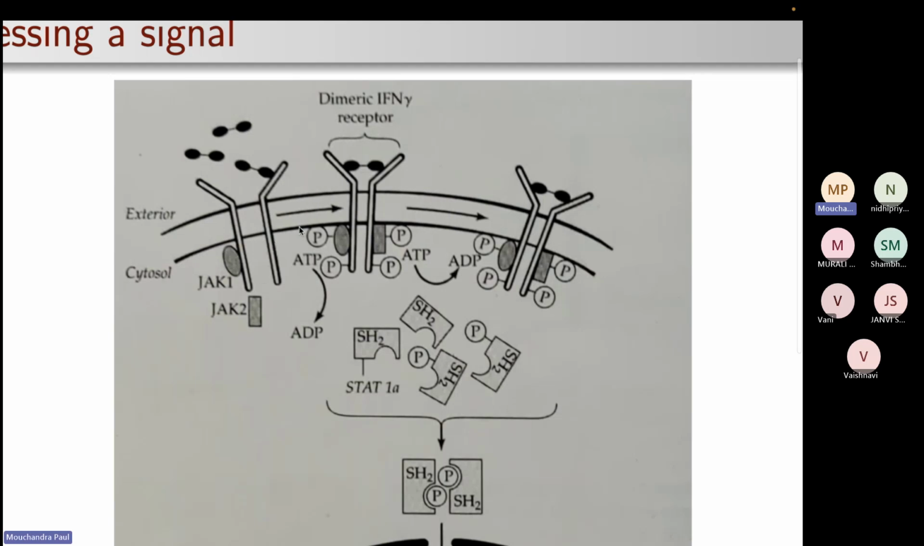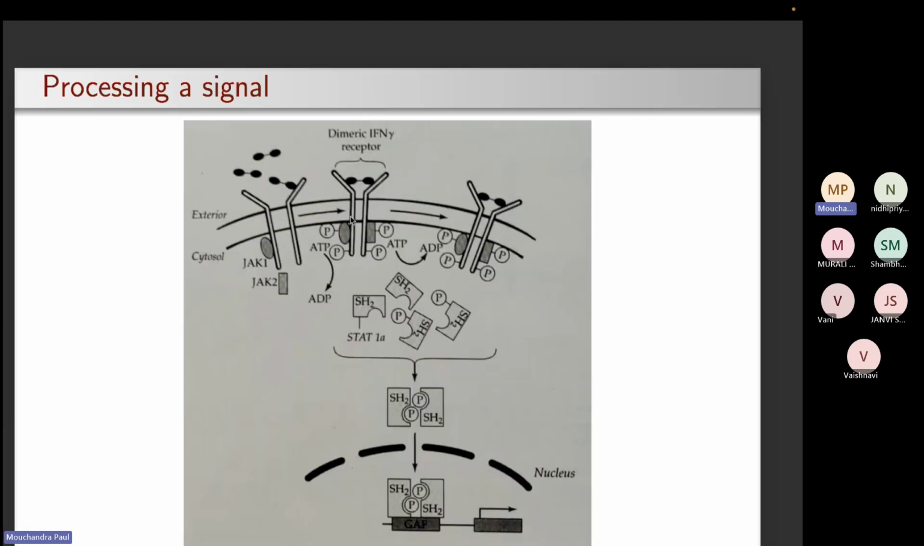So this is the cell membrane. This is inside the cell membrane, this is the cytosol. These are the receptors that are present individually. Once the interferon gamma molecule comes and binds to one of the receptors, it will dimerize. So a dimeric interferon gamma receptor will form. So then what happens?